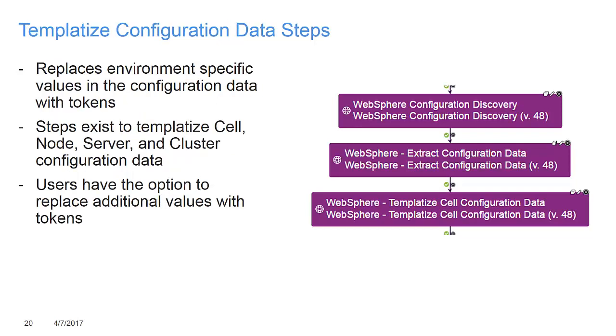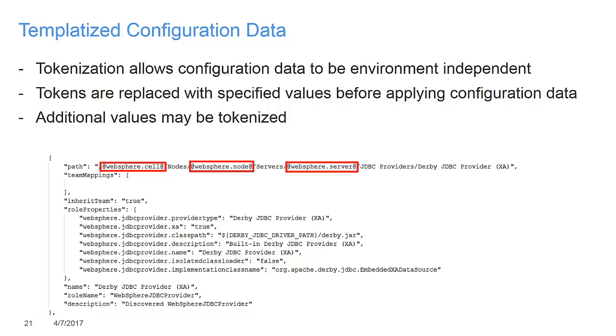Next, we have several different steps which templatize the configuration data, and this is where we replace environment specific values with UrbanCode Deploy tokens. Tokens in UrbanCode Deploy allow you to easily replace values. For example, in your configuration data, you may see your cell name all over the place, and we'll replace that with a token so that when we apply your configuration data to a different cell, we can replace that token with the desired cell's name. And this is an example of what templatized configuration data looks like. You can see highlighted in red, the cell name has been replaced with a token, the node name has been replaced with a token, and the server name has been replaced with a token.